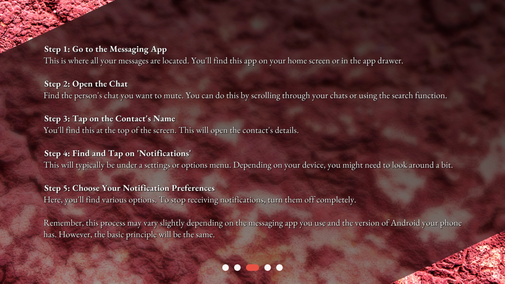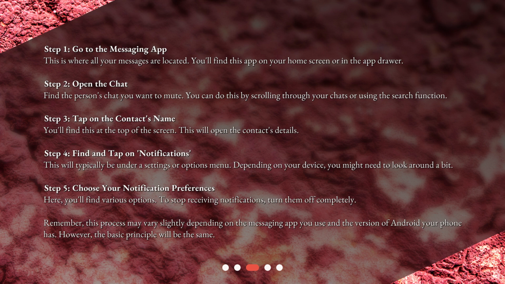Step 3. Tap on the contact's name. You'll find this at the top of the screen. This will open the contact's details. Step 4. Find and tap on Notifications. This will typically be under a Settings or Options menu. Depending on your device, you might need to look around a bit.